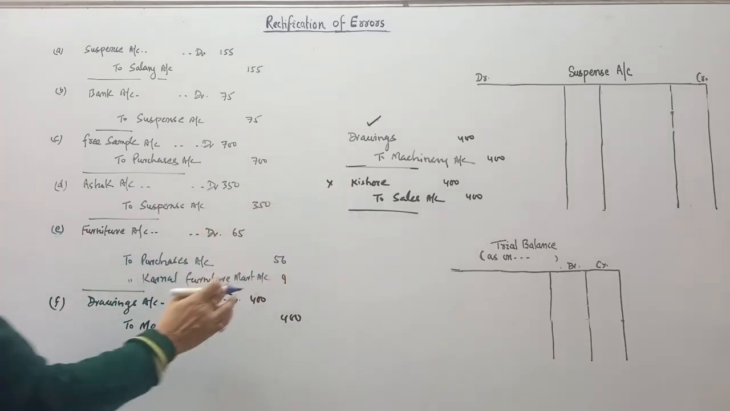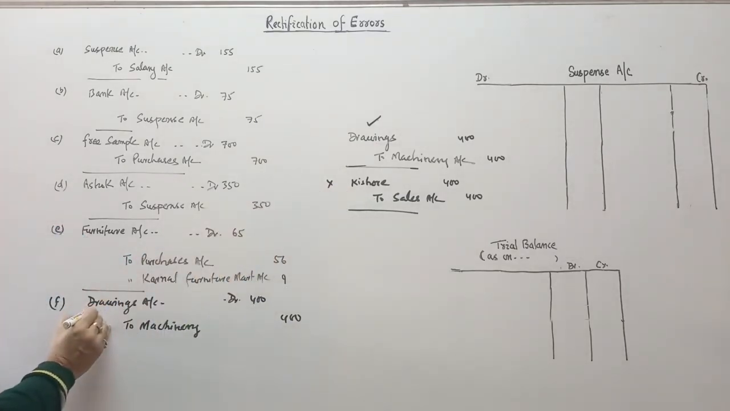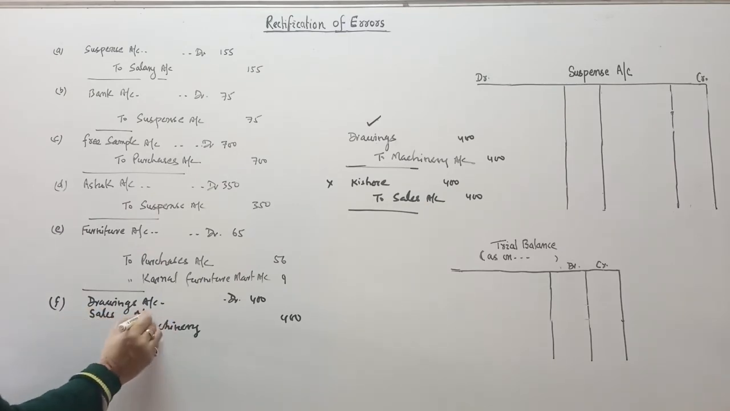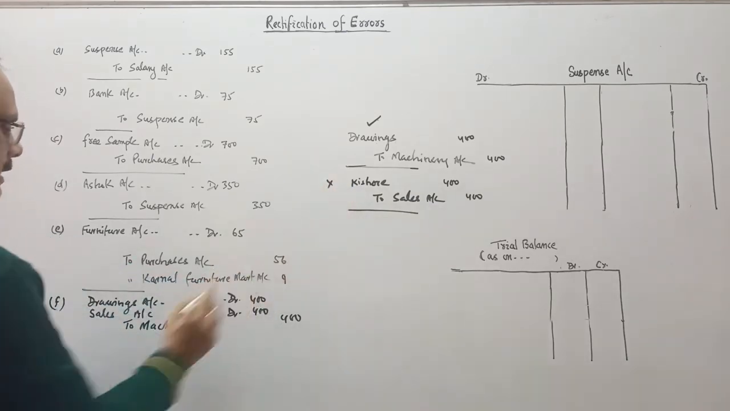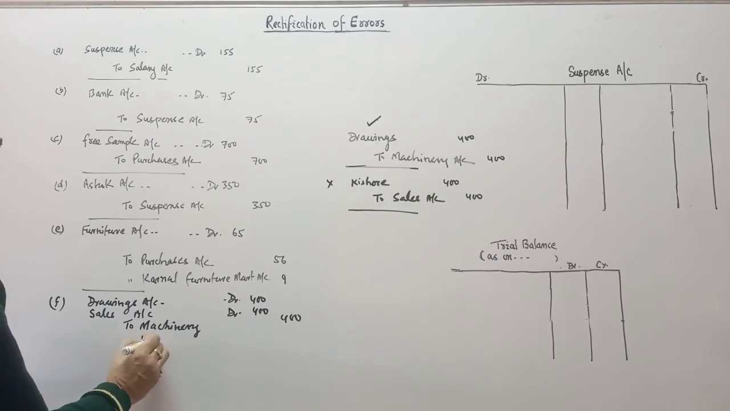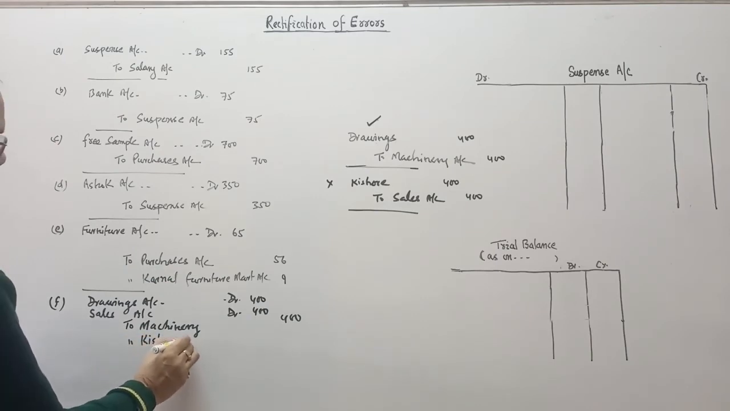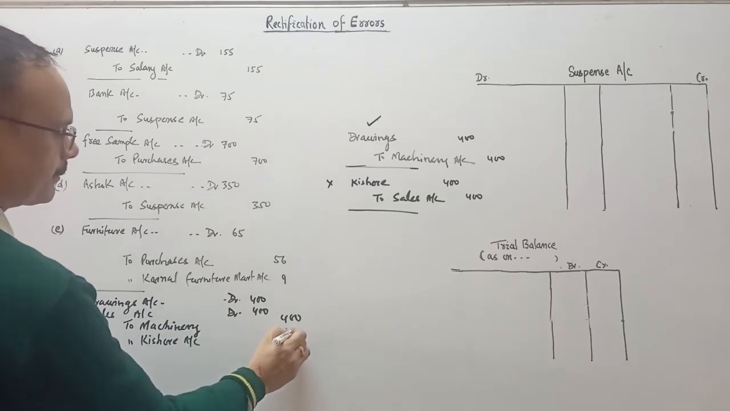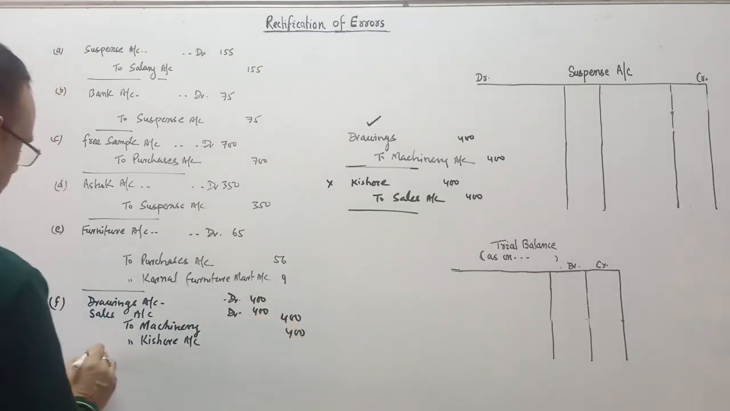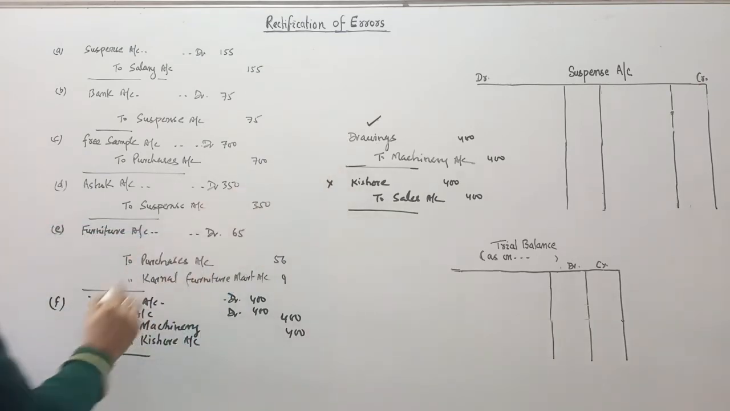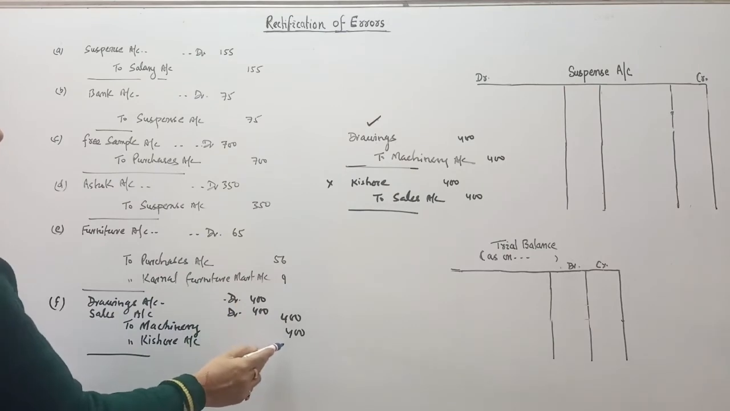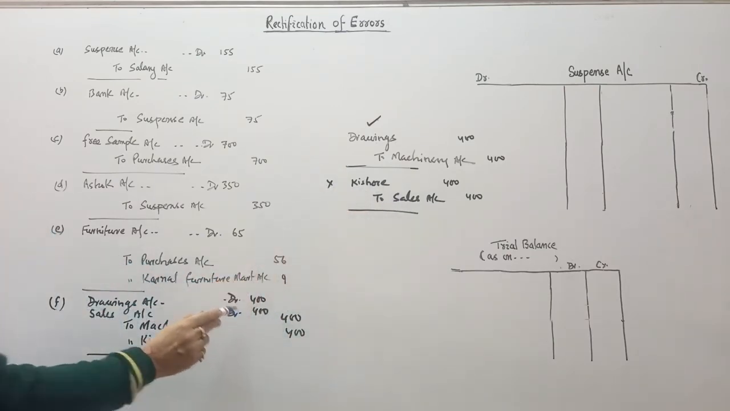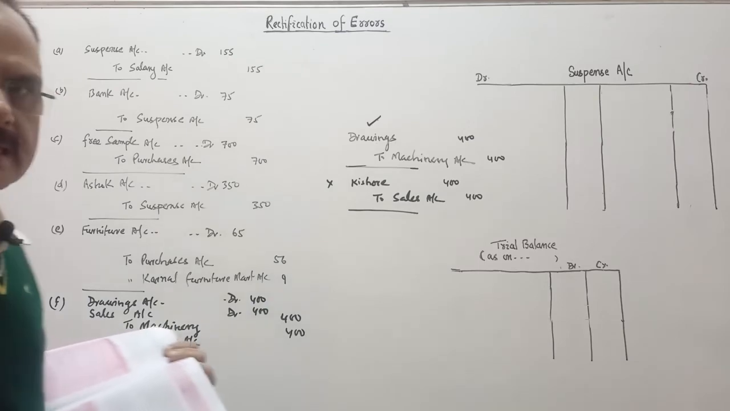Sales should be cancelled, so we have to debit the sales account 400, and we have to cancel the Kishore account too. Kishore account 400. Is it clear? So drawing is at the right place, machinery is at the right place. Credit, Kishore has to be cancelled, for that we have credited. Sale has to be cancelled, that's why we have debited the sales account.